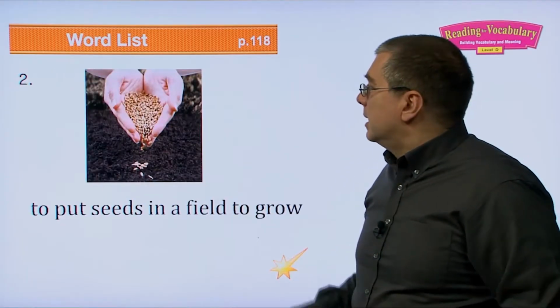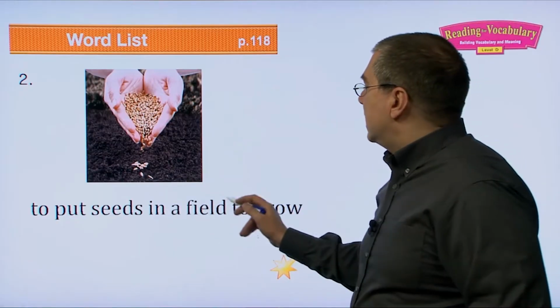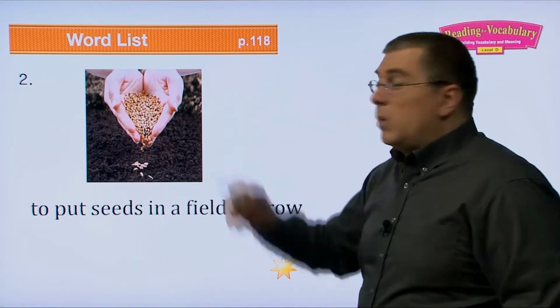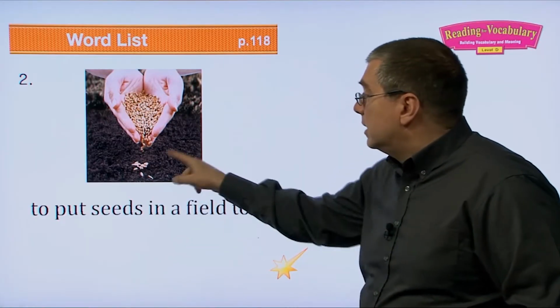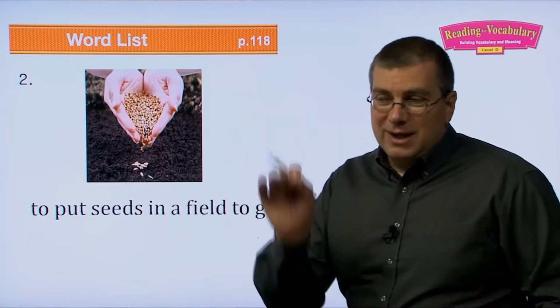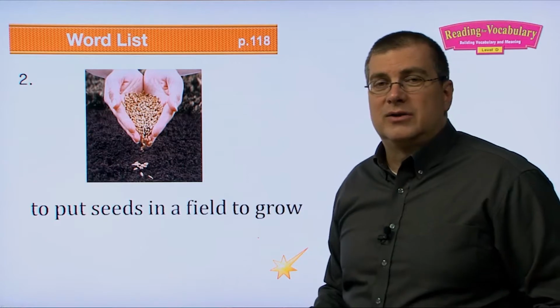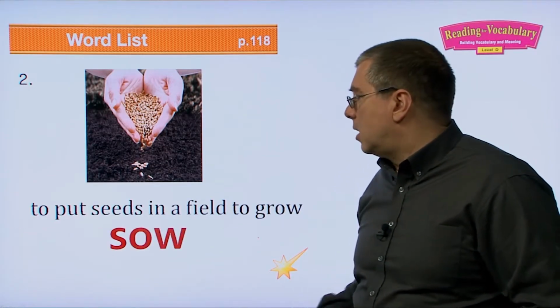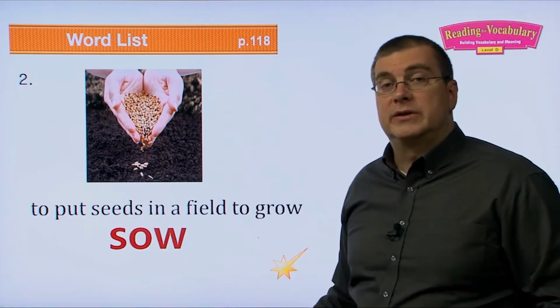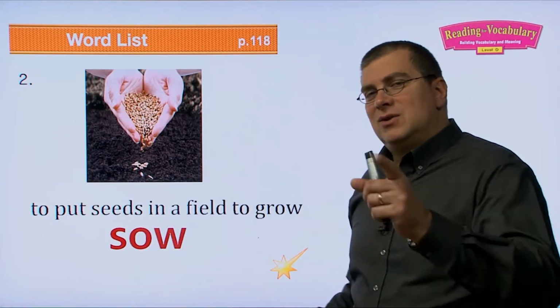Okay, next one. Number two, to put seeds in a field to grow. Well, what do farmers do? They put the seeds into the ground in the field to grow. They don't do it by hand so much these days. They usually use machines, but what do they call that? They call it to sow. To sow.